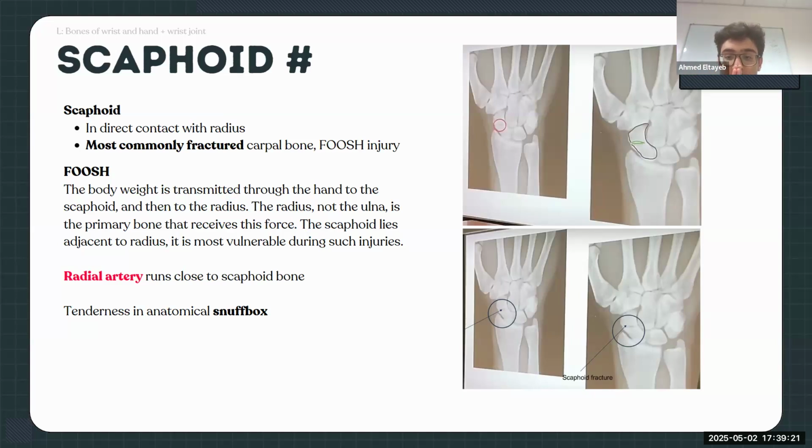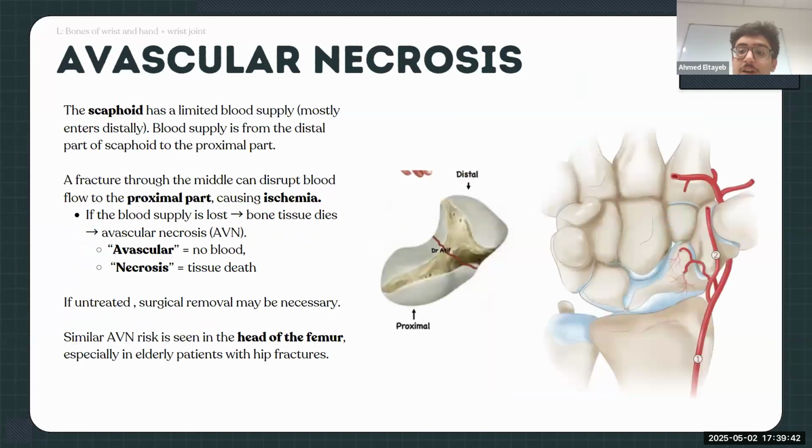Now, what is special about the scaphoid is that this is a medical emergency. Okay? The radial artery is running through the snuff box and it's running close to the scaphoid bone as well. In an injury to the scaphoid, you can very easily, did I discuss it here? Yes. You can very easily obstruct the blood supply to the scaphoid. And this will result in something called avascular necrosis of the scaphoid.